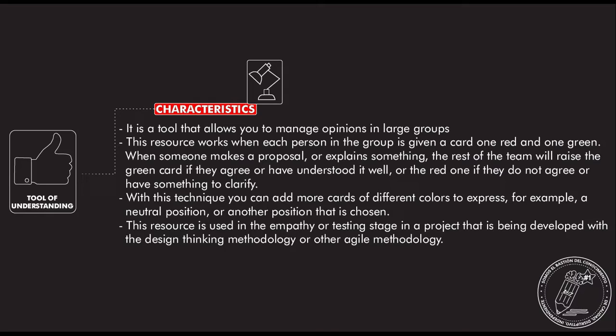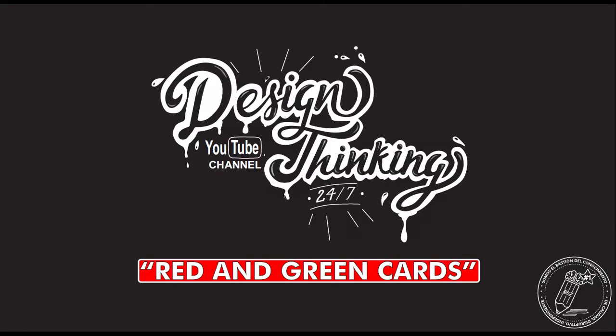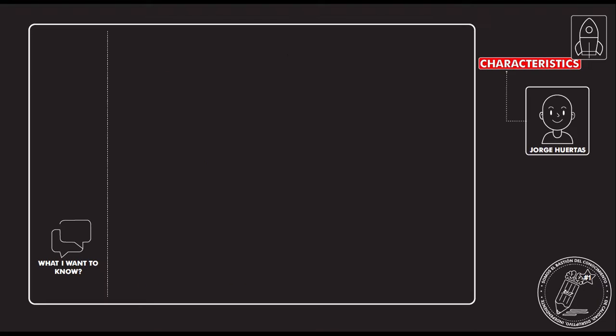This resource is used in the empathy or testing stage in a project that is being developed with the design thinking methodology or any other agile methodology. Okay, so red and green cards are a very simple tool, but very helpful, especially when you are working with a lot of people and you want to have a clear and precise opinion or answer about something.